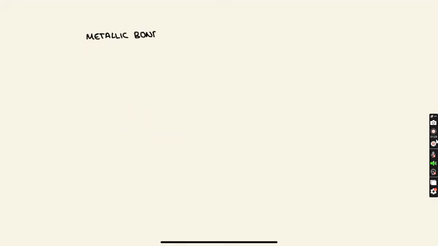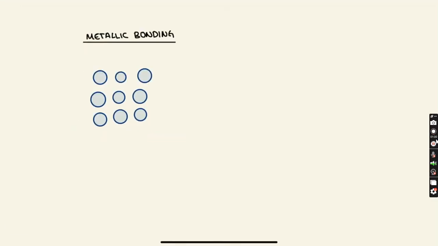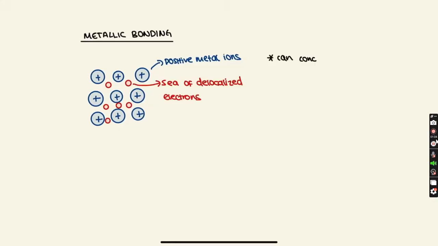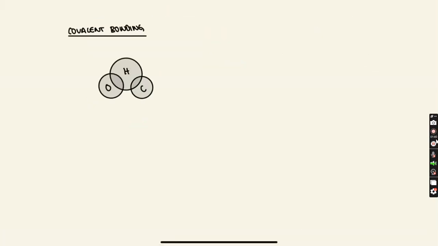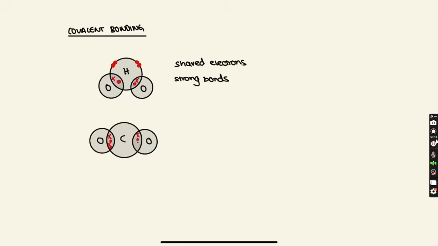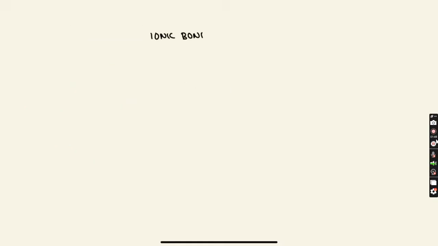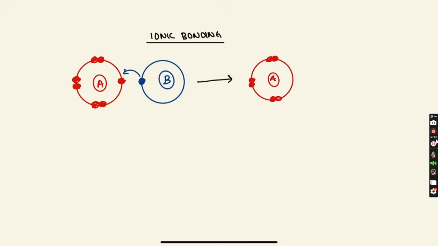When talking about bonding, we have three types of bonding: metallic bonding, which is delocalized electrons which create a sea of electrons, allowing metals to conduct electricity and be malleable. We have covalent bonding, which is where there are shared electrons between atoms to form strong bonds like in water or carbon dioxide. And we have ionic bonding, which is the transfer of electrons between atoms forming charged ions. An example is NaCl.